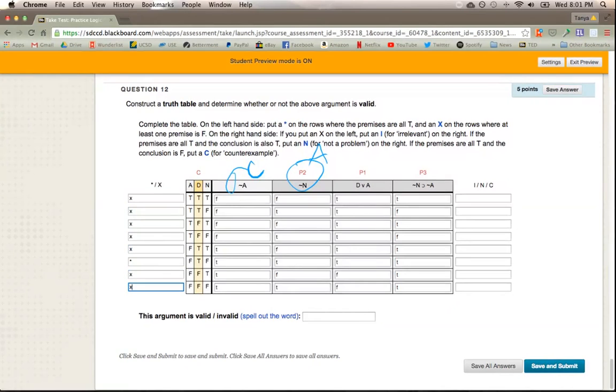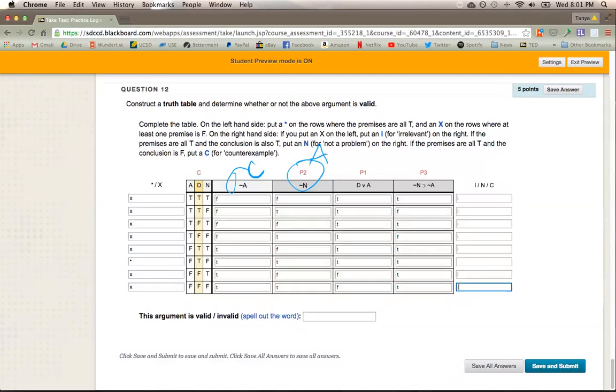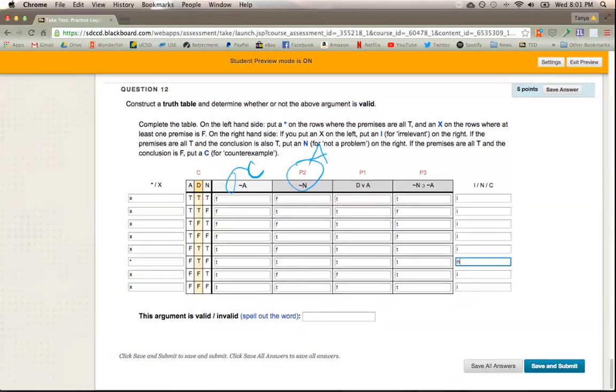Okay, which means we can immediately go over here and put I's in all of the ones that have X's. These are all irrelevant. The only row that matters is this one. This is the only case where the premises are all true. Is the conclusion also true here? Yes, that's not a problem. Since we found no problem rows, no counterexamples, that shows us the argument is valid. It's impossible for the premises to all be true and the conclusion false. So let's type valid. And that completes the quiz.